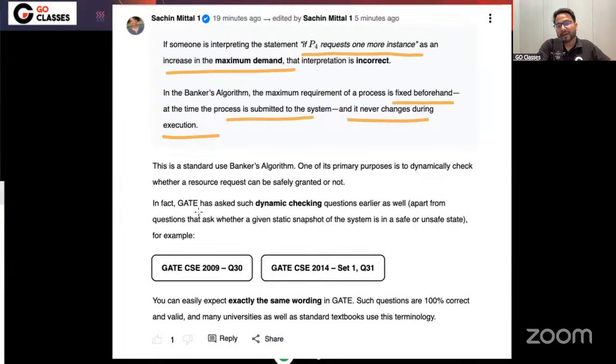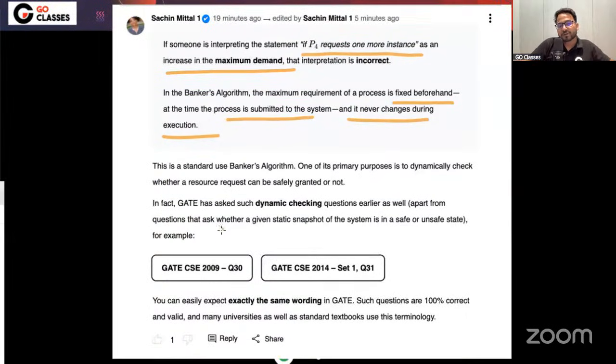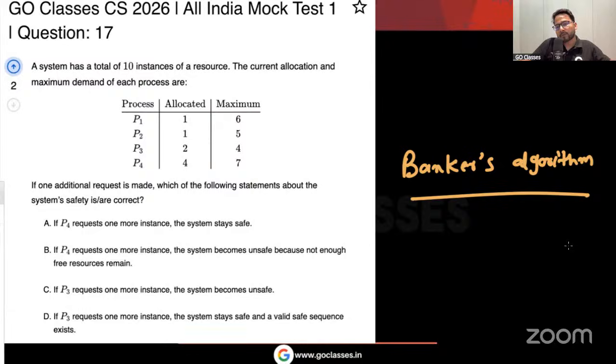In fact, GATE has asked such dynamic checking questions. If you see the GATE 2009 question and the GATE 2014 question, they have even asked these types of questions, where they are not just asking about the static snapshot of the system, whether it is safe or unsafe. There are two types of question. One type is: given the system, check if it is safe or unsafe.